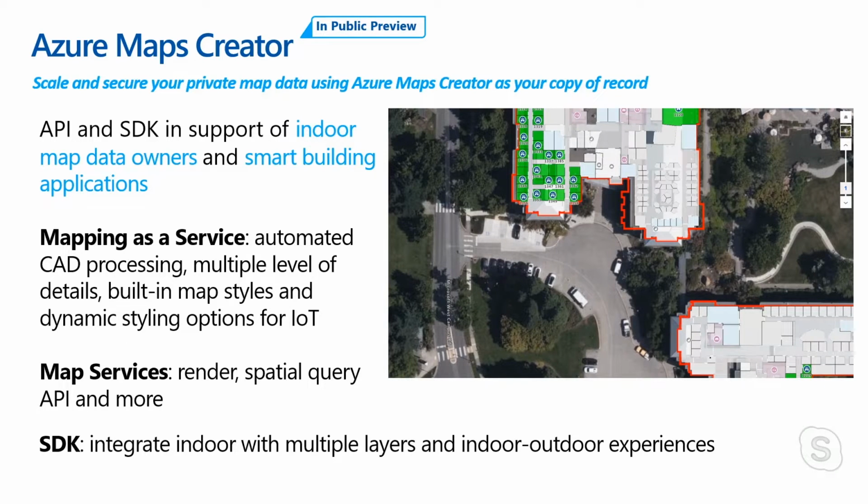The mapping as a service, a set of features designed to help you onboard data into the system. And then the exploitation phase with map service, rendering, spatial query, and then of course good SDKs for you as a developer to build an application with a nice visual and with nice browser and mobile support.